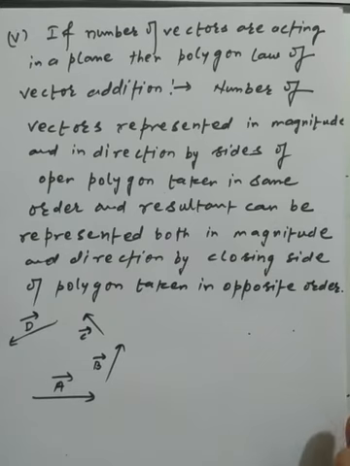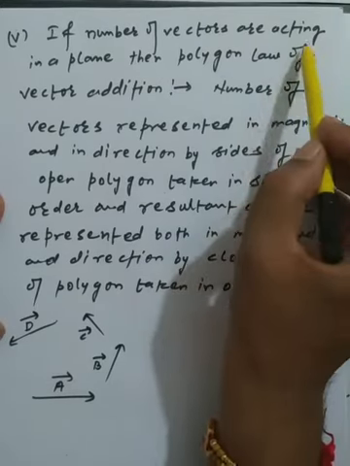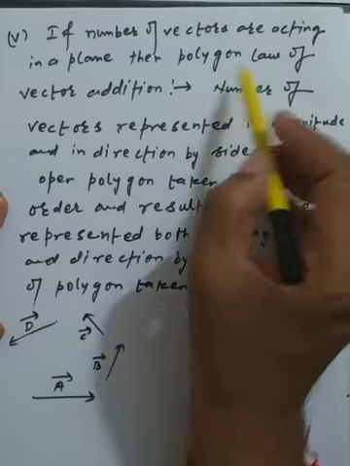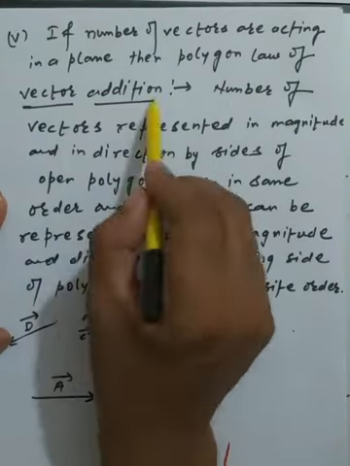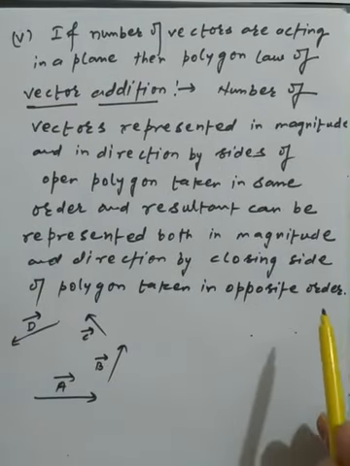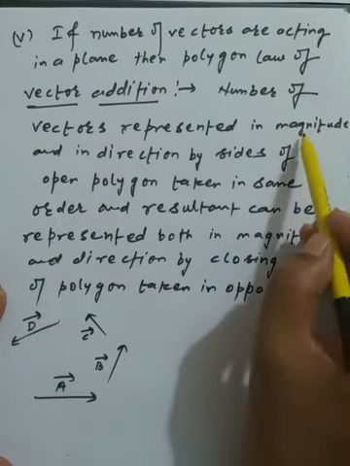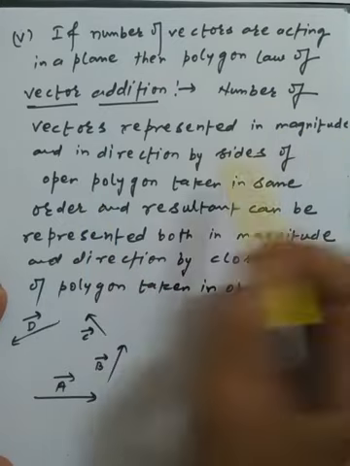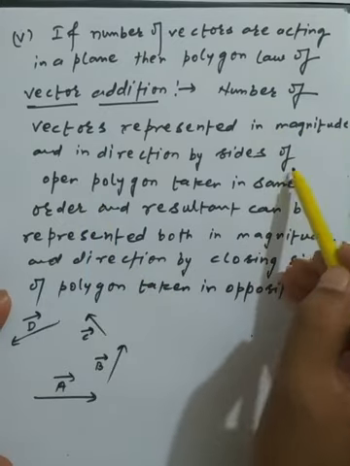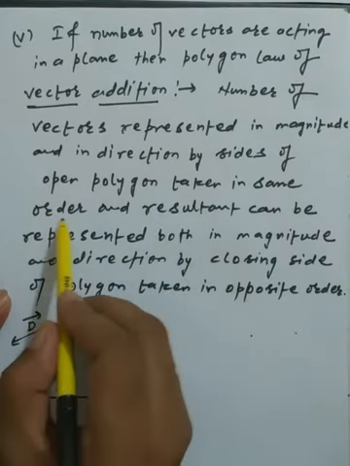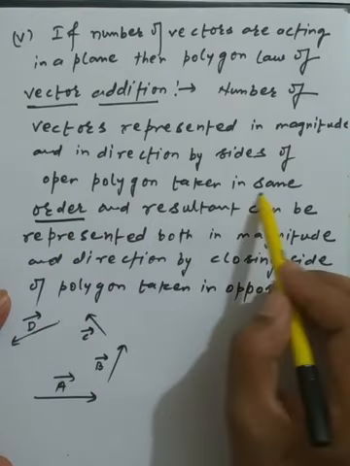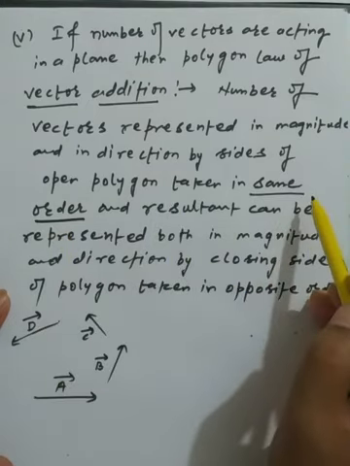Now dear students, we have a number of vectors acting in a plane, and the polygon law of vector addition we can apply here simply. So I have made the statement that a number of vectors represented in magnitude and in direction by the sides of an open polygon taken in the same order. And this same language we have also used in the triangle law of vector addition.